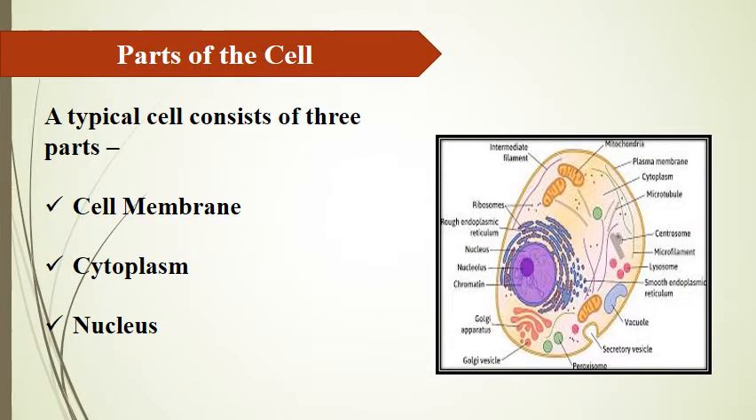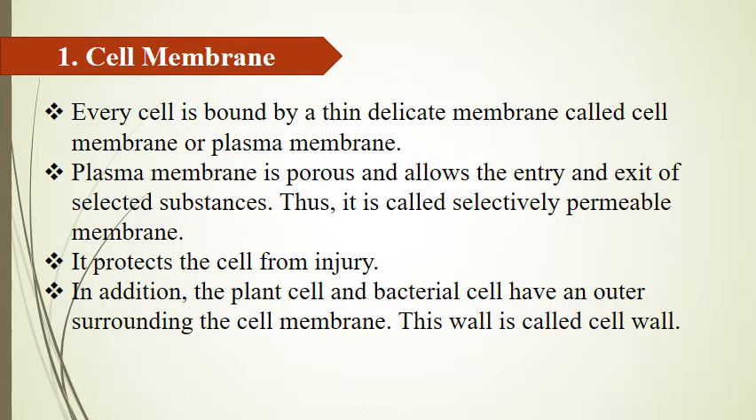Parts of the cell. A typical cell consists of 3 parts. Cell membrane, the outermost covering; cytoplasm, thick jelly-like fluid; nucleus, the center part or the control part of the cell. Here you can see in a picture. This is a picture of a typical cell and you can see the outermost covering. Let's study about them in detail.